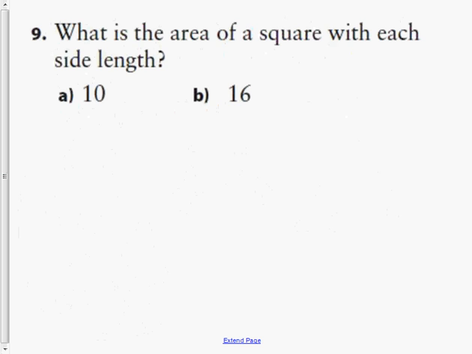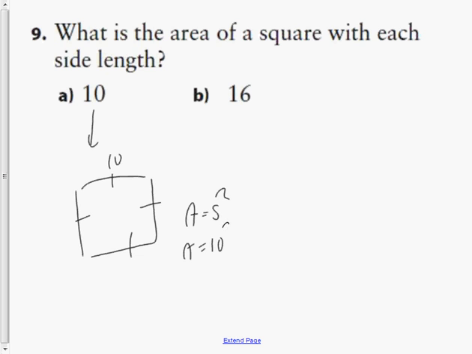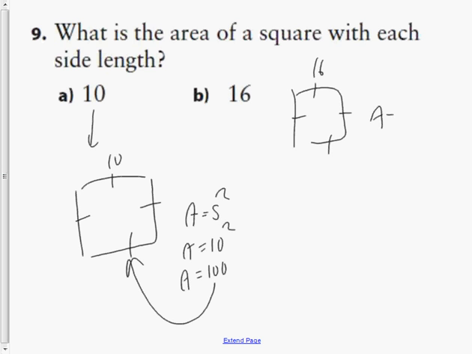Question 9 says, what is the area of a square with each side length? So for this one, I'm going to simply draw the square and label the side length. Since area equals side squared, I'm going to say area equals 10 squared, which means area equals 100. For here, 16, so area equals side squared, area equals 16 squared, area equals 256 units squared.